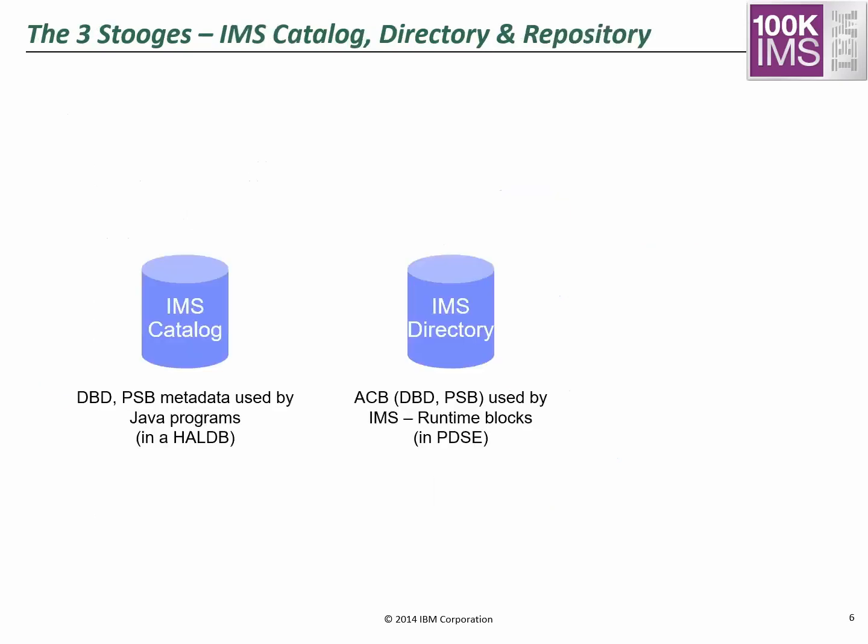Now, what about the difference between the catalog and the directory? Well, the catalog has metadata, as I mentioned earlier, and that information is primarily used by Java programs, right?